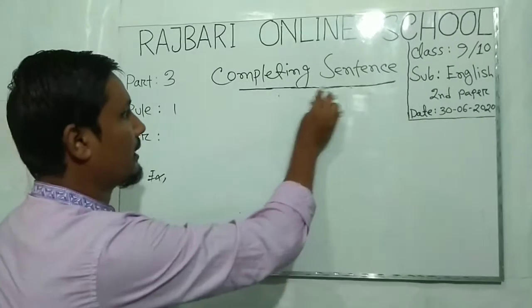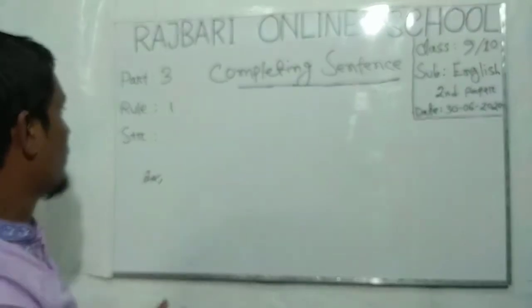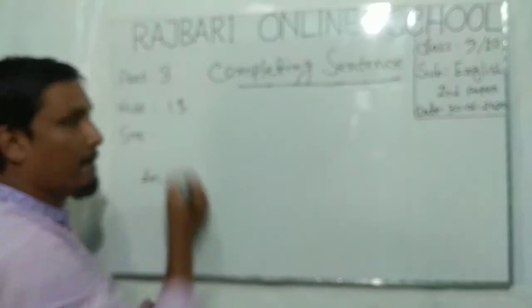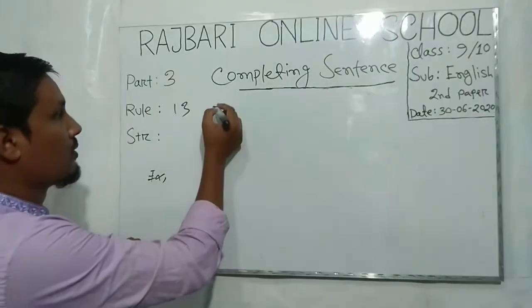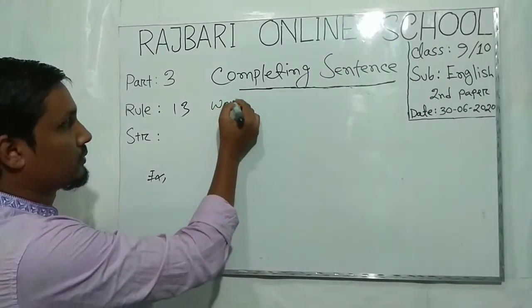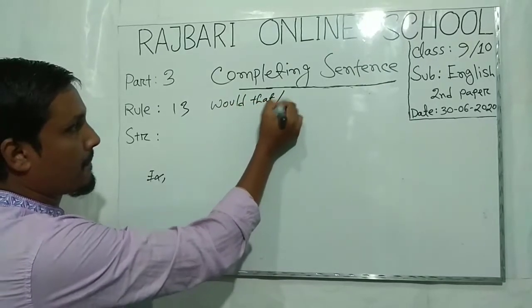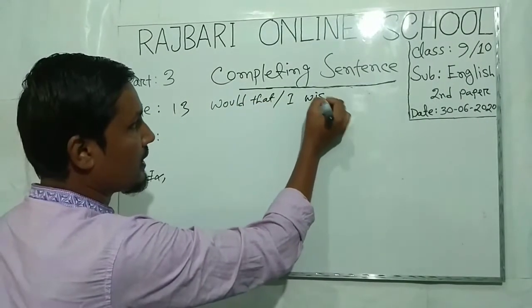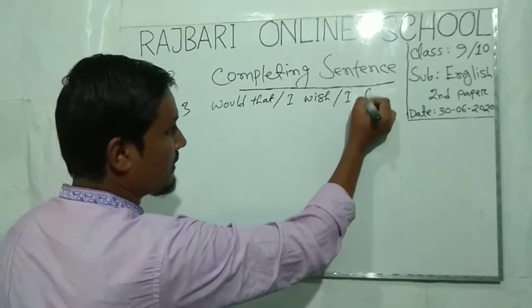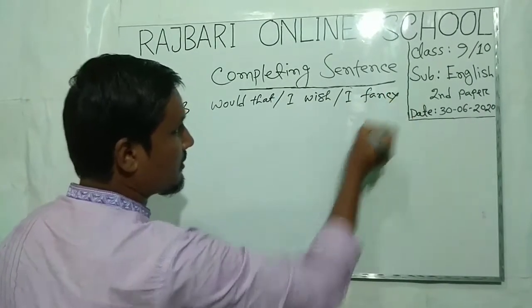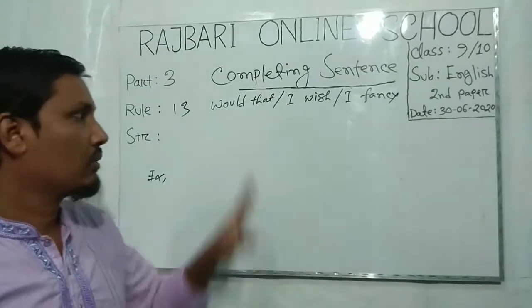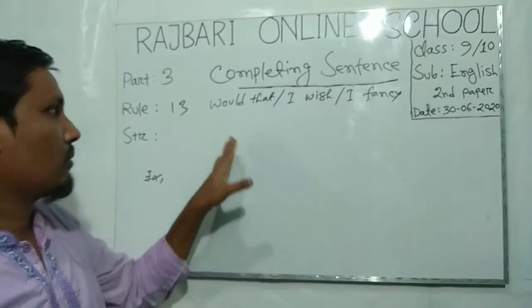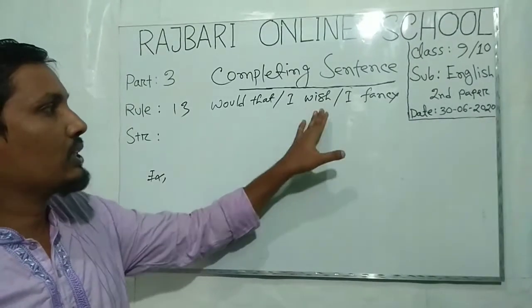Now we will learn about rule 13: would that, I wish, I fancy. Okay, my dear student, I have written three types of words here. One is would that, I wish, I fancy.